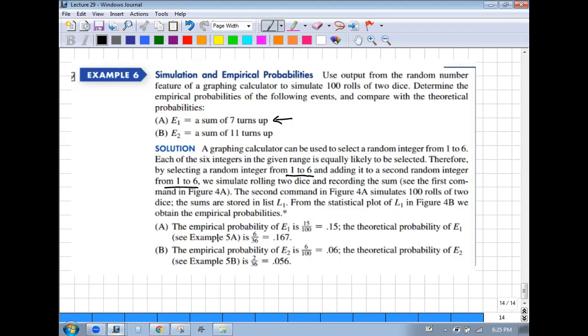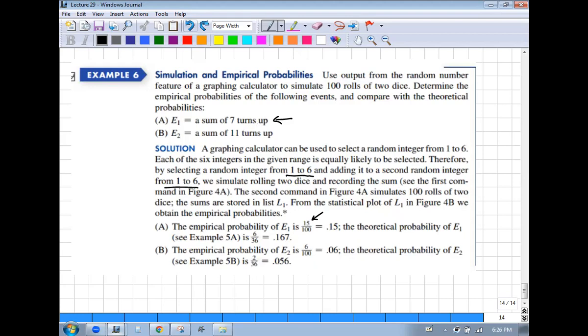I mean, this isn't all that helpful. This is just calculator nonsense. The empirical probability is 15 out of 100. So there's 100 rolls, right? There's only 15 of them that add up to a 7. Okay, so it'd be a 15%.